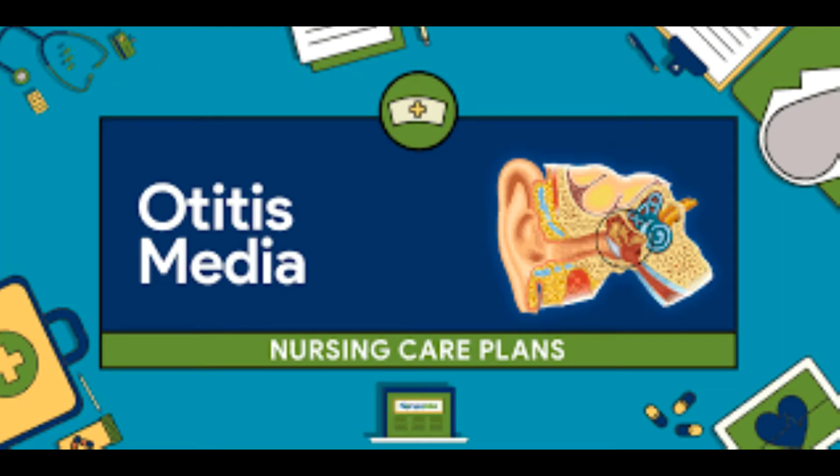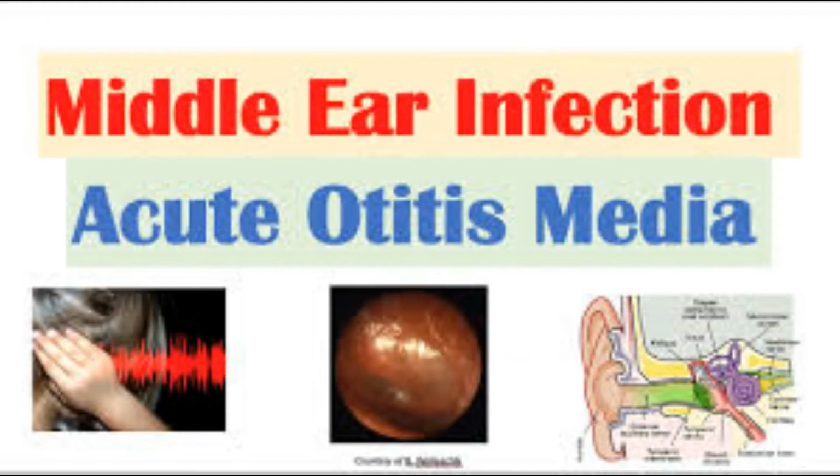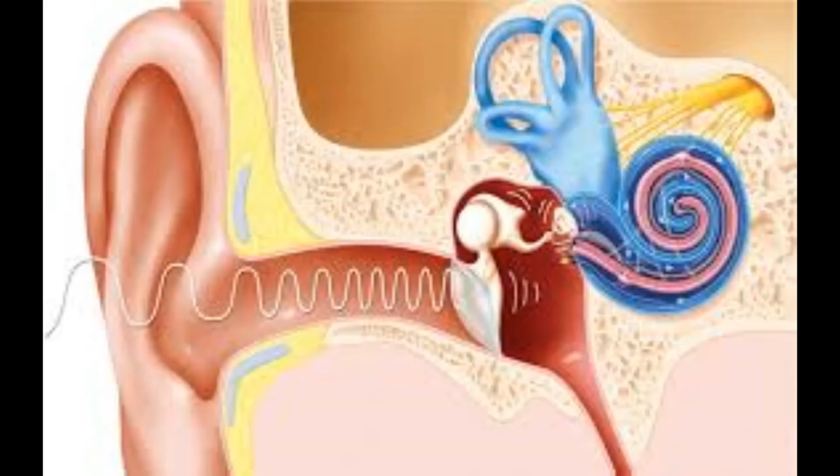Otitis media. The word otitis media is derived from Greek words: ot means ear, itis means inflammation, and media means middle ear. So, otitis media is the infection of the middle ear. When we come to the anatomy, the ear has three parts: the outer, middle, and inner ear.